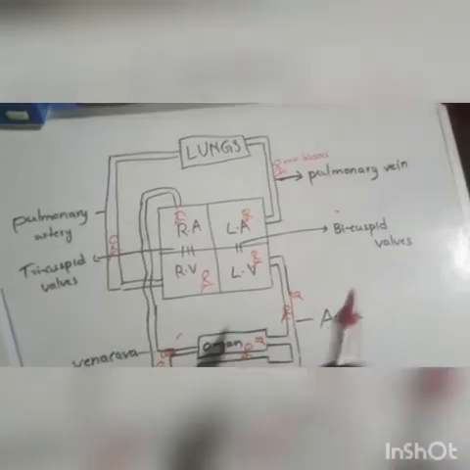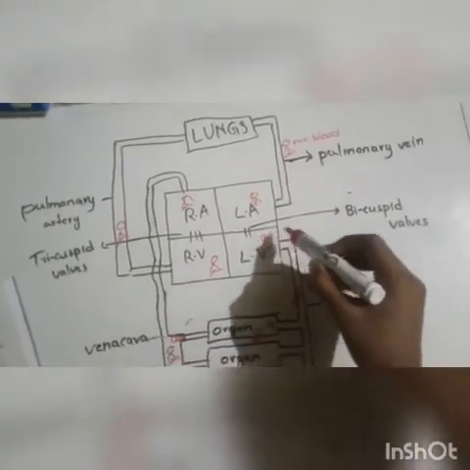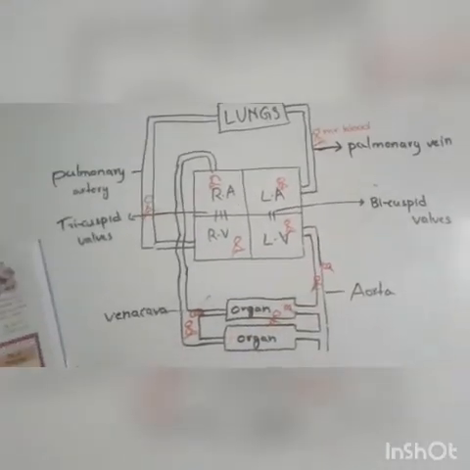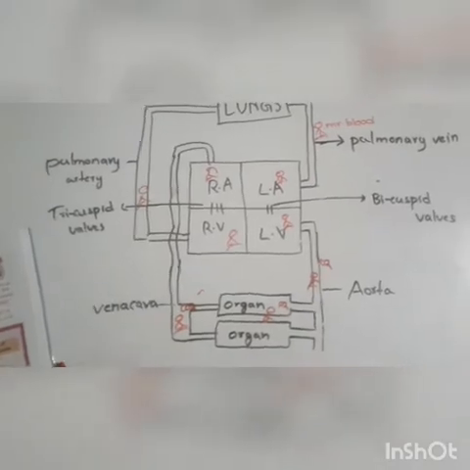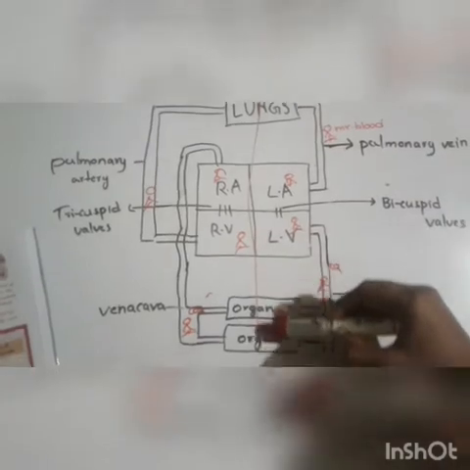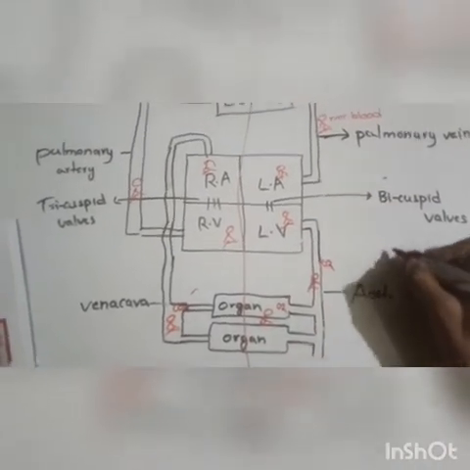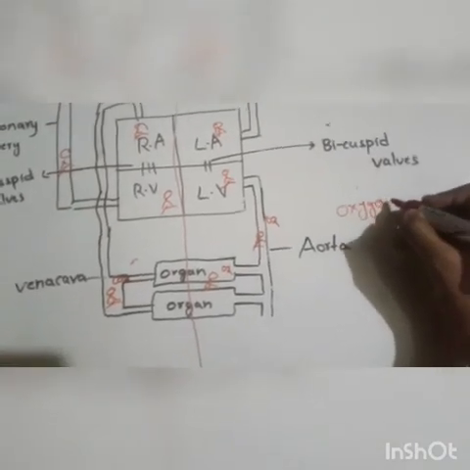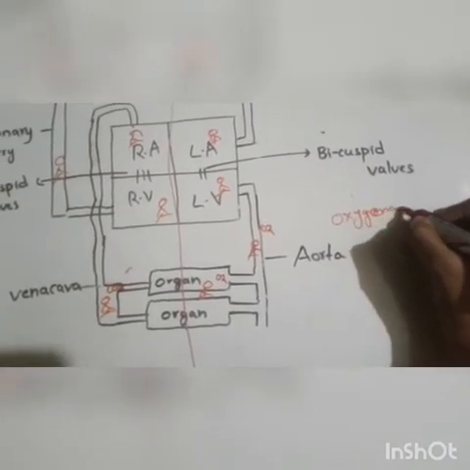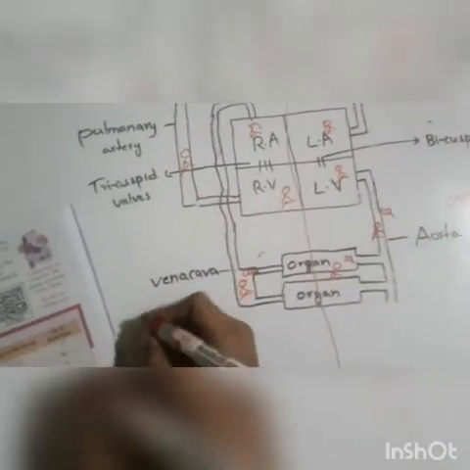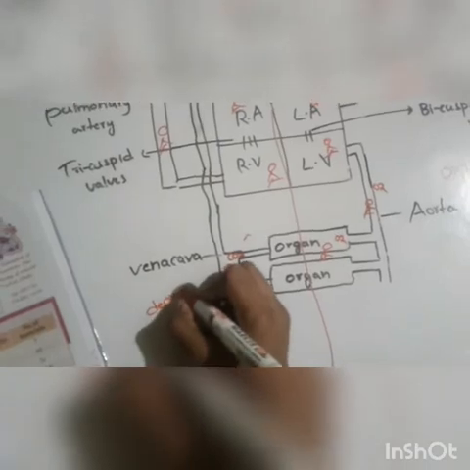I also have an extra piece of info: these walls which are present over here are called semilunar walls. Also, you can observe that in this whole left part, only oxygenated blood has been flowing, and in the whole right part, deoxygenated blood has been flowing.